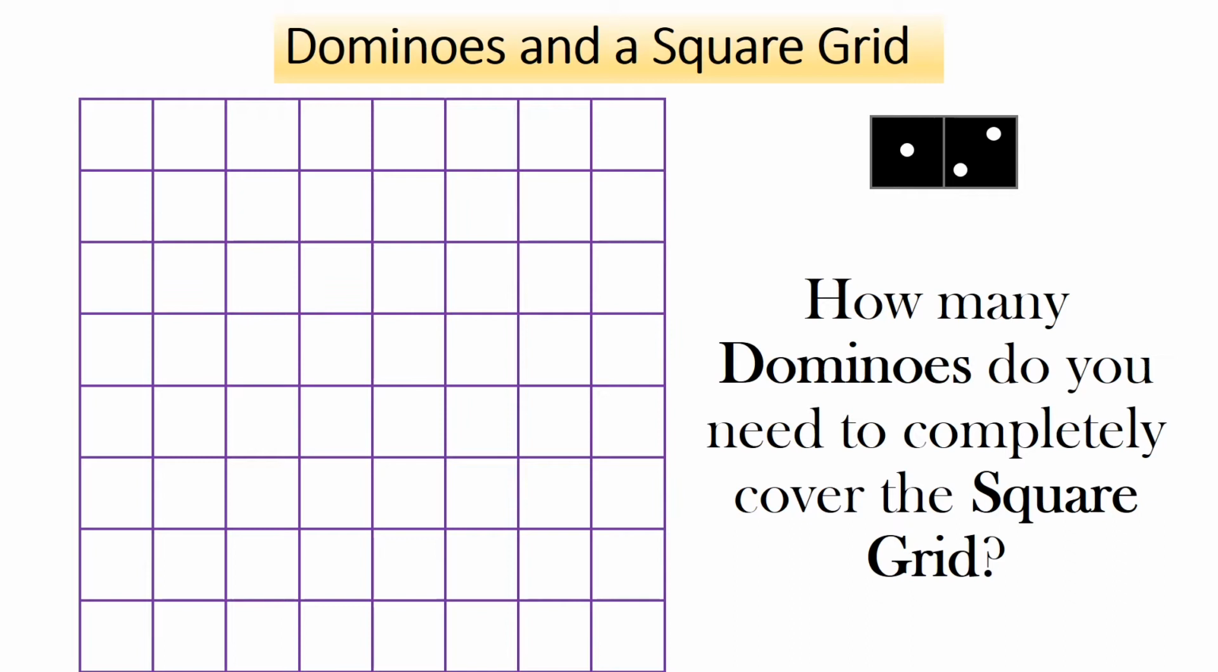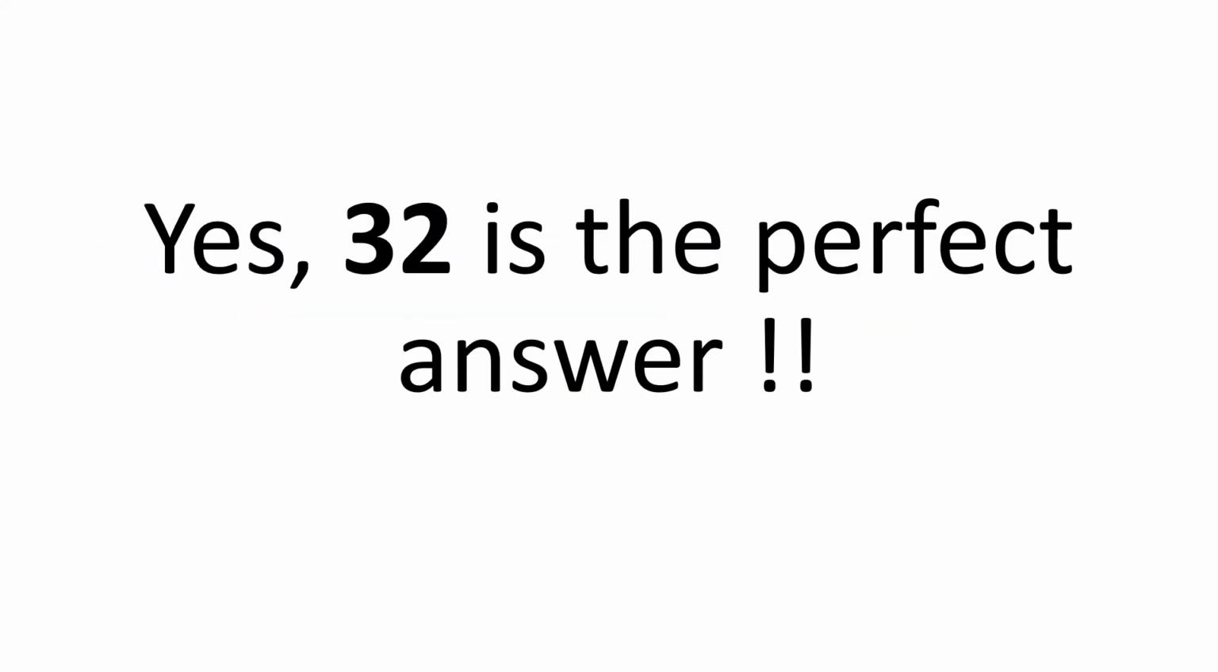On your screen, you see an 8 cross 8 square grid and a domino. The question is, how many dominoes do you need to completely cover the square grid? We have 8 cross 8, that is 64 squares, and a domino covers 2 squares. So 64 divided by 2 is 32. That should be the answer. Let's check it out. Oh yes, 32 is the perfect answer.